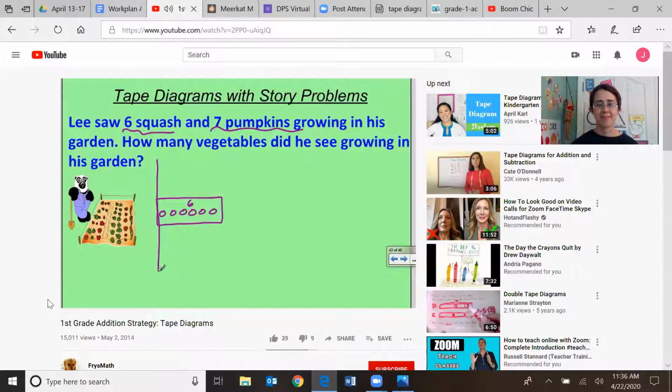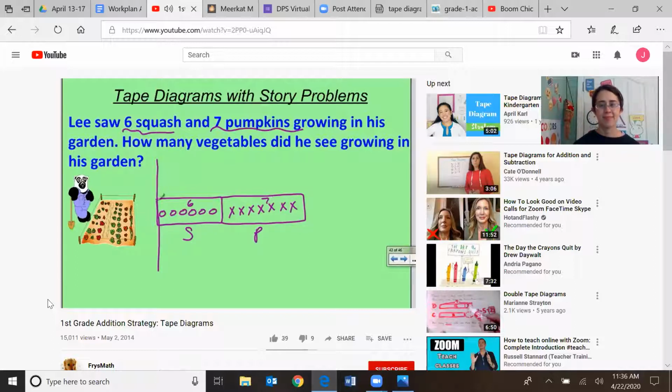Now I know there are also 7 pumpkins growing. So I'm going to put a little S for squash, I'm going to put P over here for pumpkins, and I'm going to use X's for pumpkins, and I'm going to draw 7 X's. And you should notice that my bar for pumpkins is slightly bigger than my bars for squash, because 7 is a little bit bigger than 6. The size of our bars should match the size of our numbers.